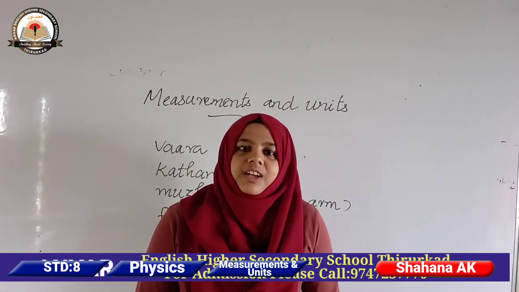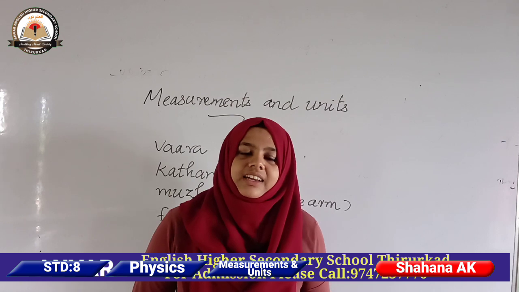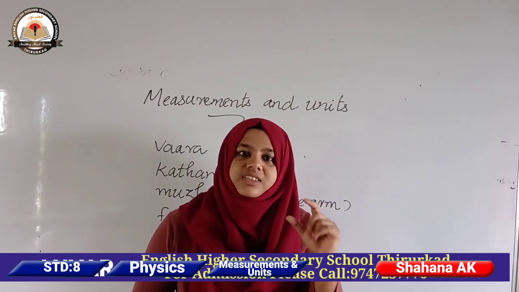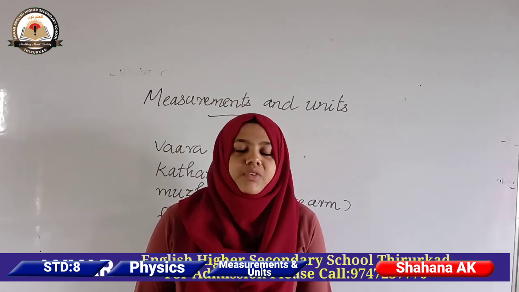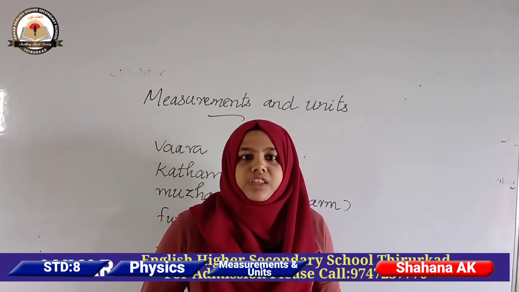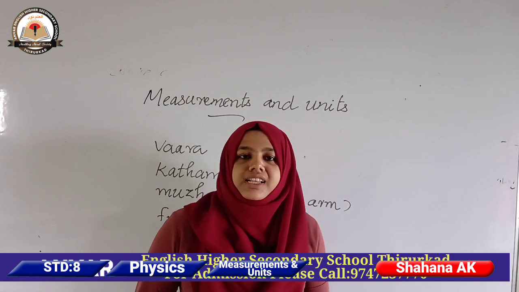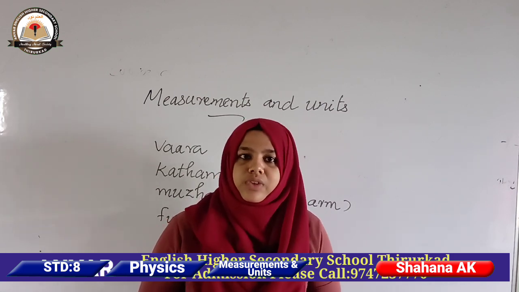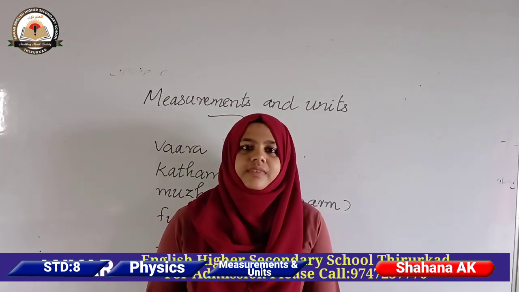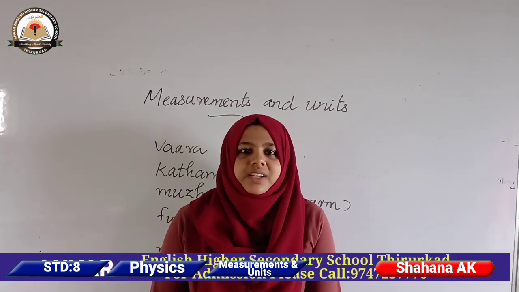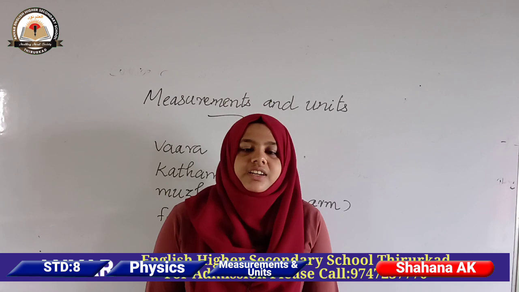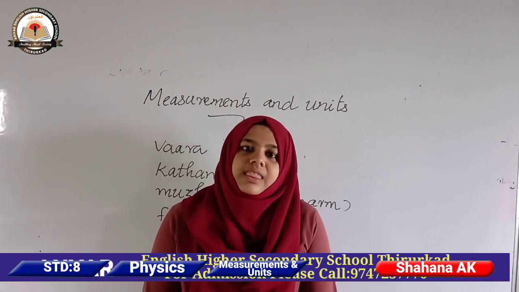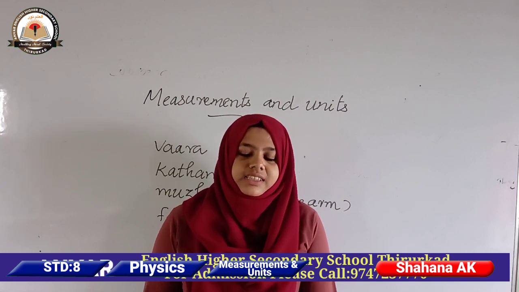When we are measuring smaller measurements like the length of a scale, the length of a matchbox, etc., we will not be comfortable following the measurement meter. In such situations, we are using smaller units of length: centimeter, millimeter, micrometer, nanometer and angstrom. These are the smaller units of length.